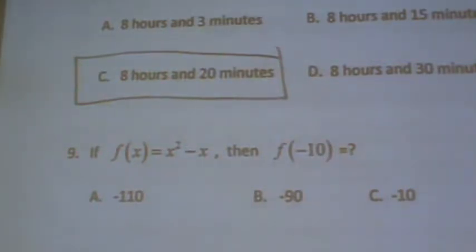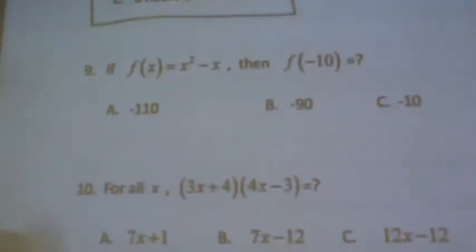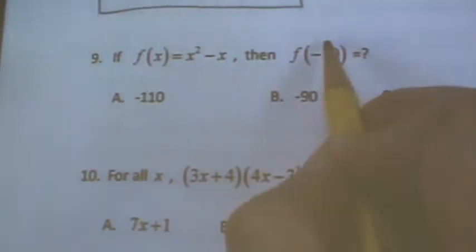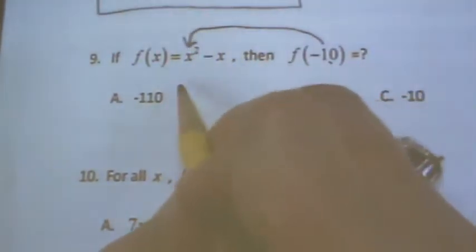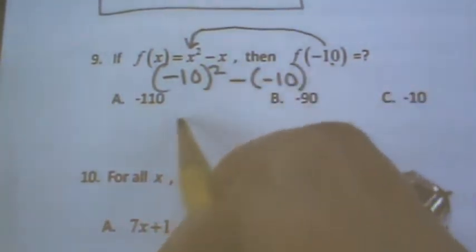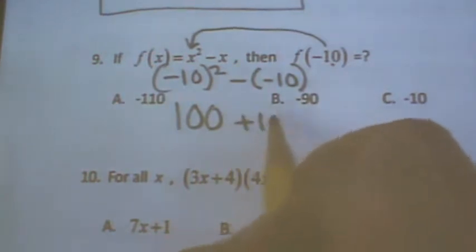Okay. Next one. How do you solve this one? Plug -10 in. -10 gets plugged in here. So you have -10, you're going to square that, and then you're going to subtract -10. So it's 100 plus 10 is 110.